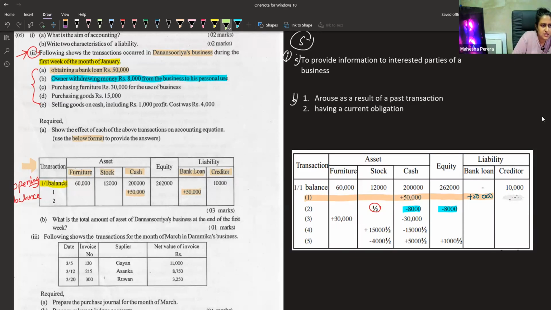Purchasing furniture for 30,000 for the use of the business. Now, when you purchase furniture, what happens? This is on a cash basis, no?